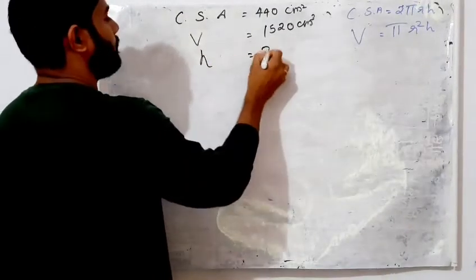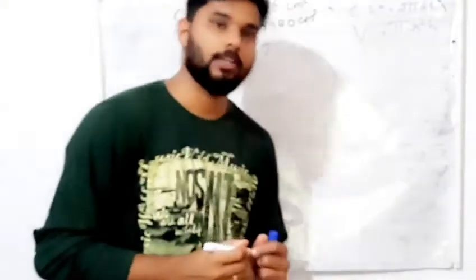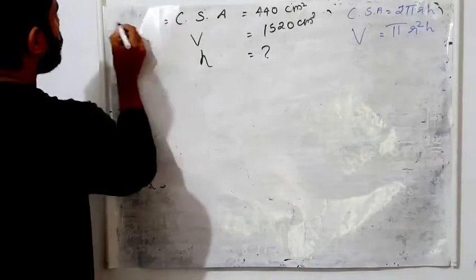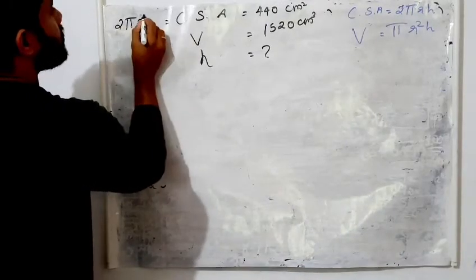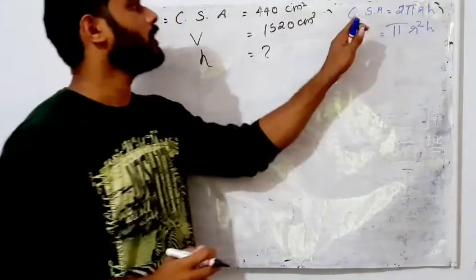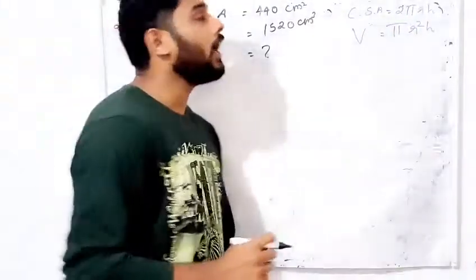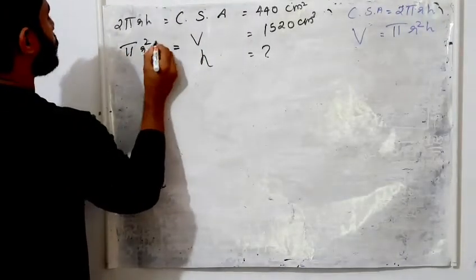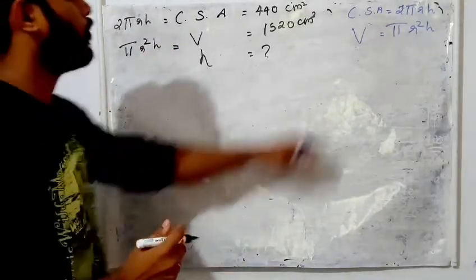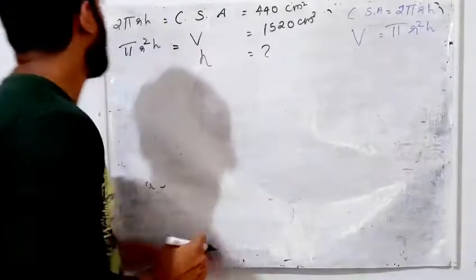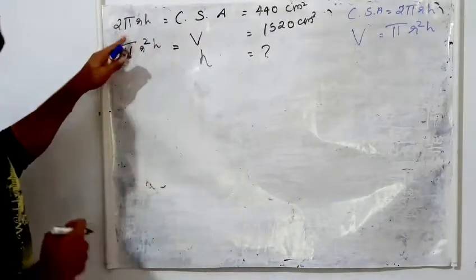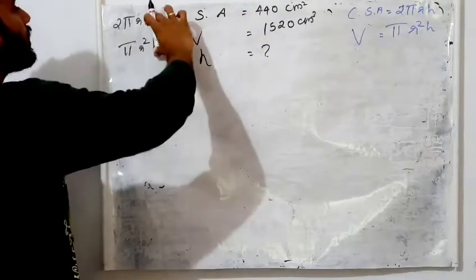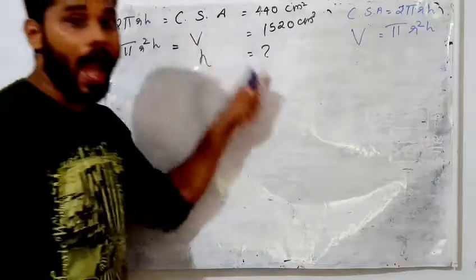We have to find out the height. We know curved surface area is equal to 2 into pi into r into h. That's why I wrote here curved surface area is equal to 2 pi r h. Clear? Now, volume is equal to, we know that one, pi into r square into h. So the volume is pi r square h, and curved surface area is 2 pi r h. So these things are given here.